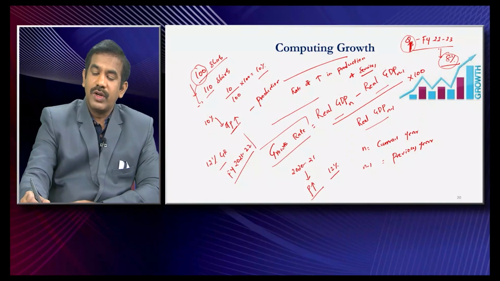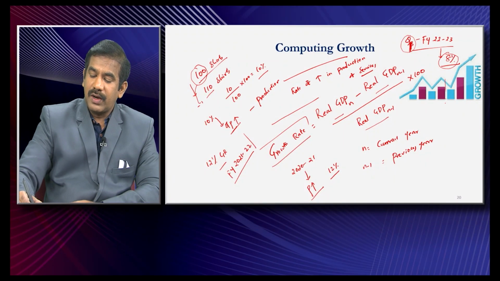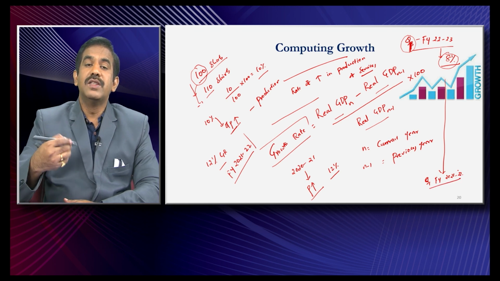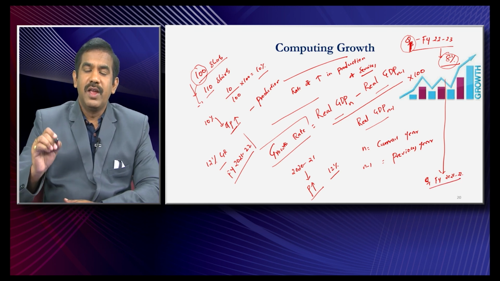When there is a growth rate of 8% in Q1 22-23, it simply conveys that compared to the same period, that is the first quarter of financial year 21-22, the same period of the previous financial year, the output in the country has gone up by 8%. So that's how you need to understand it.